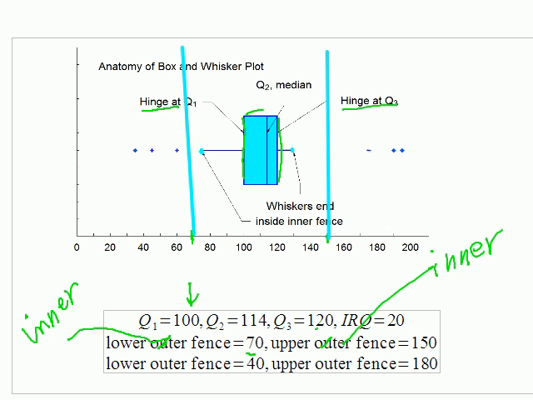Let's get a different color for that fence. Okay, the lower outer fence was at 40, so I'm going to put a line here at 40. And the upper fence was at 180.